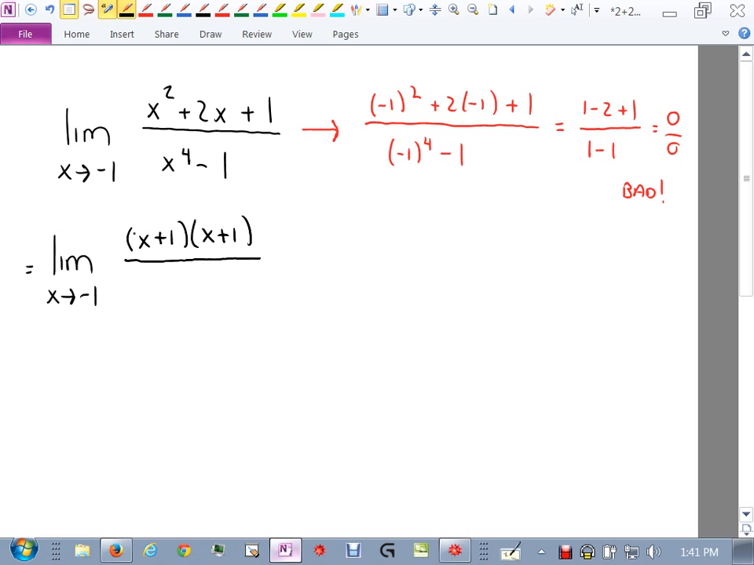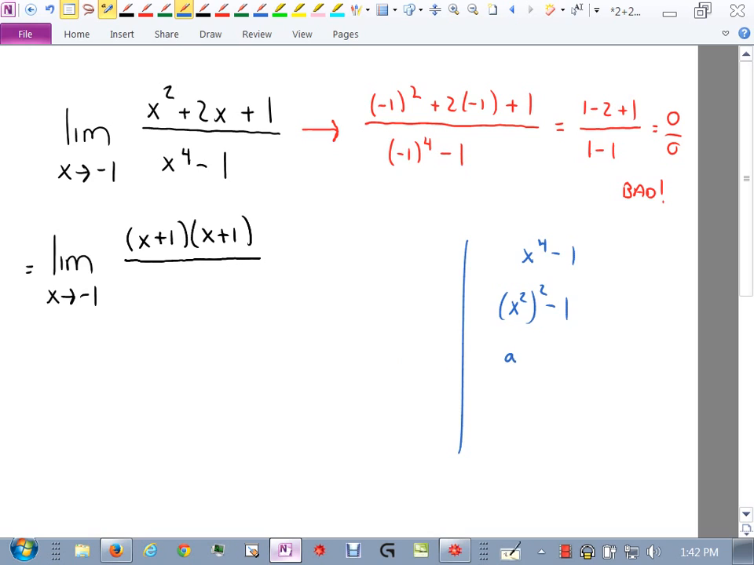X squared minus 4. I mean, x squared. Exactly. This is a difference of squares, right? Scratch work: x to the 4th minus 1 is the same as x squared squared minus 1.